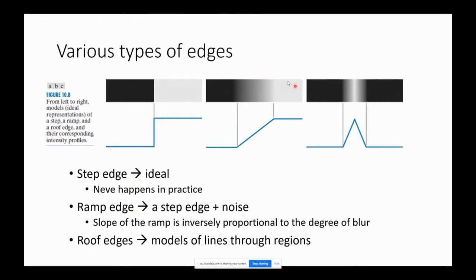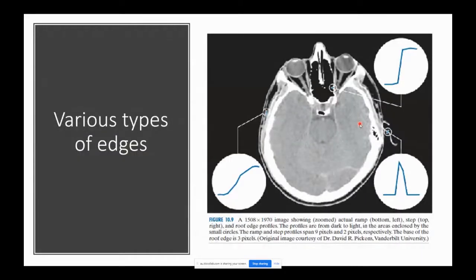What we usually have is something like this, a ramp edge. It basically can be understood as a step edge plus some Gaussian noise around this region, right? And roof edges, when I have edges that vary like this, basically these are models of lines to regions. These are basically what we've been doing in the previous slides.